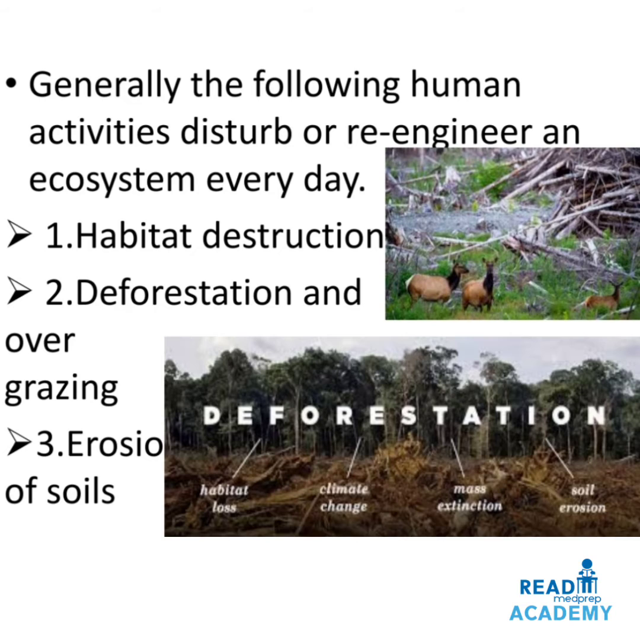Generally, the following human activities disturb or re-engineer an ecosystem every day. Habitat destruction, which results in animals migrating from one place to another. Deforestation, overgrazing and erosion of soils. Deforestation causes habitat loss, climate change, mass extinction and soil erosion.